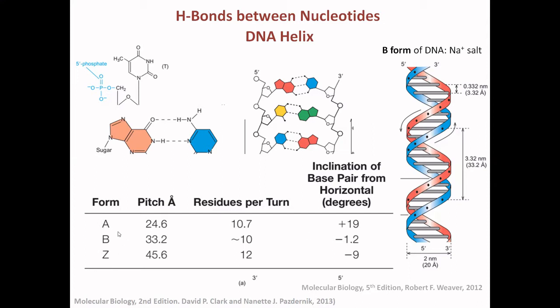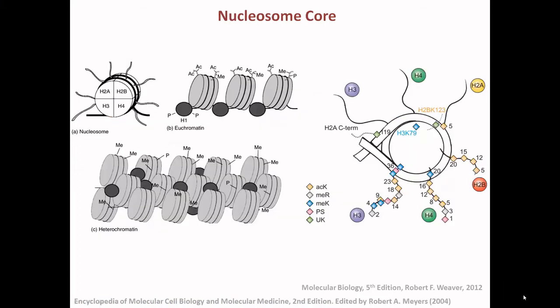When the sodium salt concentration decreases, the humidity also decreases, and the DNA organizes itself into the A form, where one helix turn is almost 24.6 angstrom in length. There are 10.7 residues per turn, and the inclination of base pairs from the horizontal is plus 19 degree. There is a Z form of the DNA where one helix turn is almost 45.6 angstrom in length. There are 12 residues per turn, and the inclination of base pairs from the horizontal is minus 9 degree. So that is the double-stranded DNA helix.